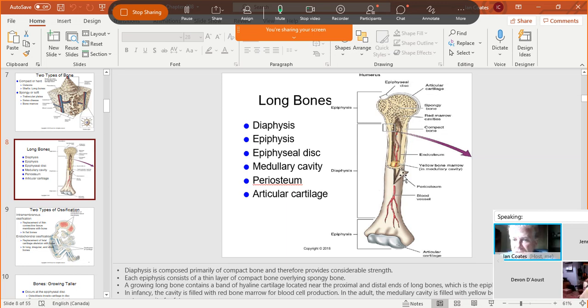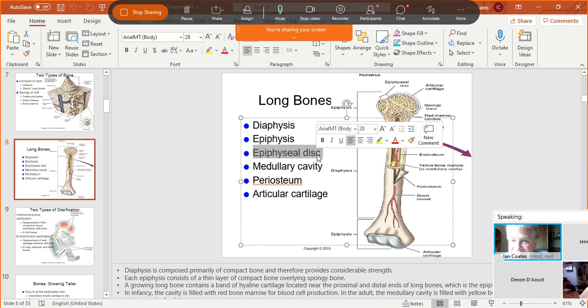The bone doesn't start growing from here. Eventually, you remember the bone, it was smaller. It's still growing at the same spot, but the same spot is getting farther and farther away. But it's still growing from this epiphyseal disc right there. Okay?